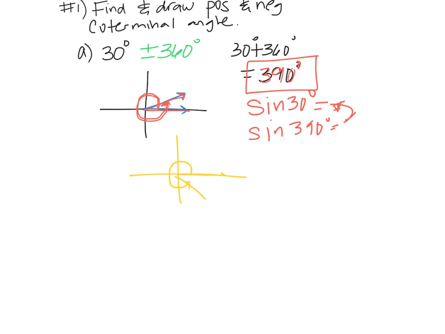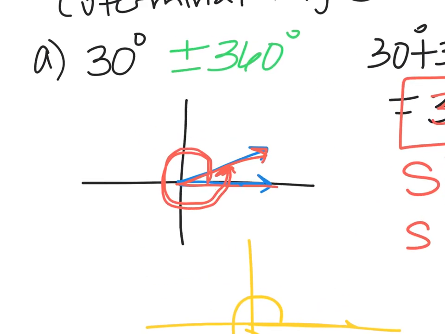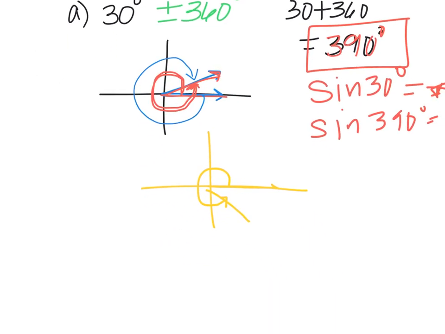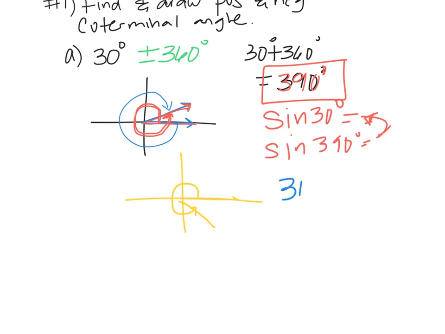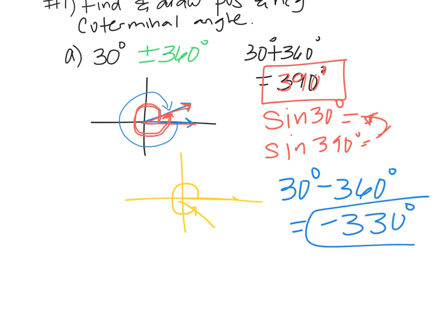How do we find a negative coterminal angle? That would be to go the other direction. Okay, so I'm going to start here, and I'm going to go backwards. All right, and what angle is that? Well, that's just 30 degrees minus 360. So that would be negative 330 degrees. So we found two. We found a positive angle and a negative.